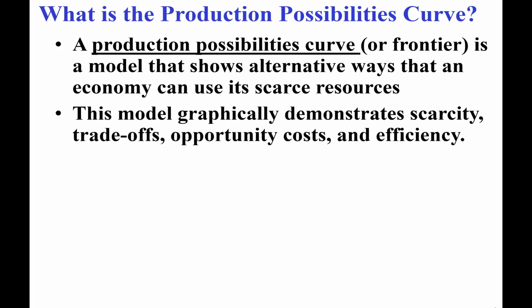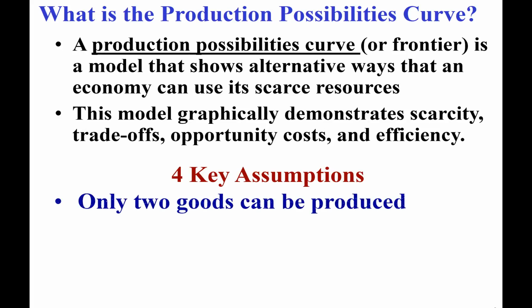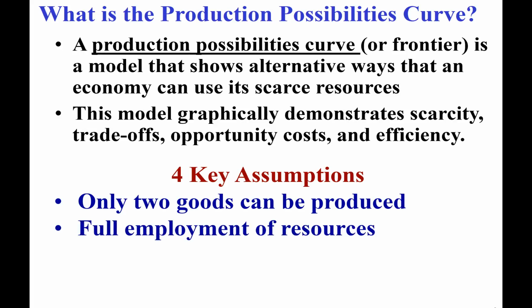So we'll start with the model itself. It's a graphical model that demonstrates the concepts that we're going to be looking at. We look at 4 key assumptions in this model. First, we make the assumption that only 2 goods can be produced. This is a simplifying assumption so that as we're looking at the cost of one good, we can see what is given up of the other good. So 2 goods are being looked at.